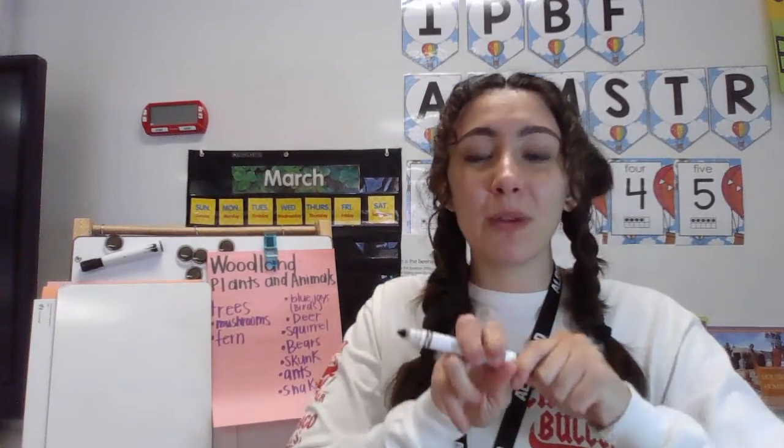So far, we've learned that in the woodlands, plants and animals live. There are trees, mushrooms, and ferns. Those are all plants. And blue jays, deer, squirrels, bears, skunks, ants, and snakes live in the woodlands too. These are all animals. In brown, we're going to write the plants and animals that we heard in our story In the Woods.